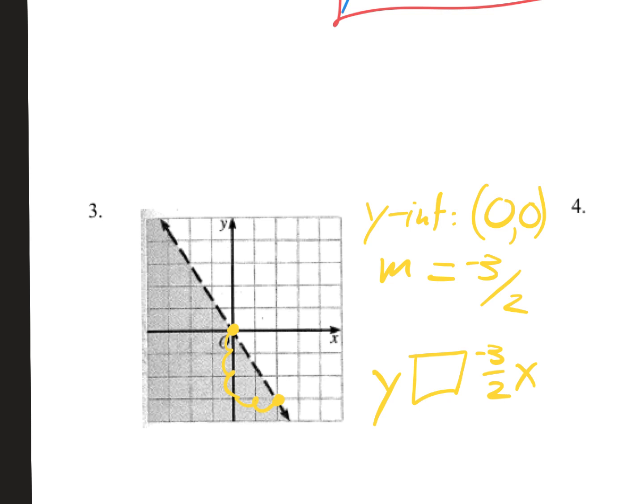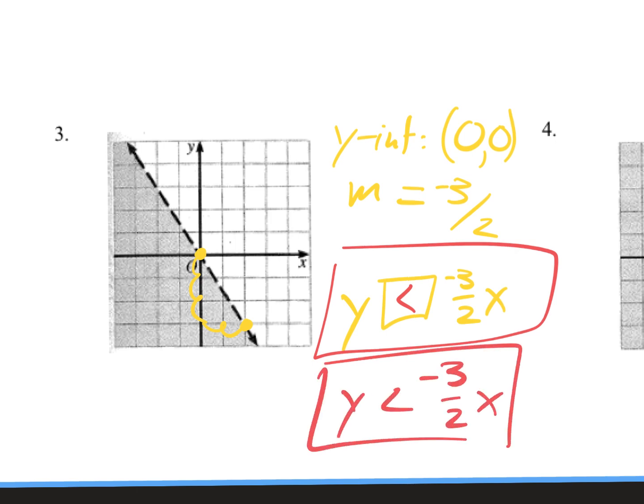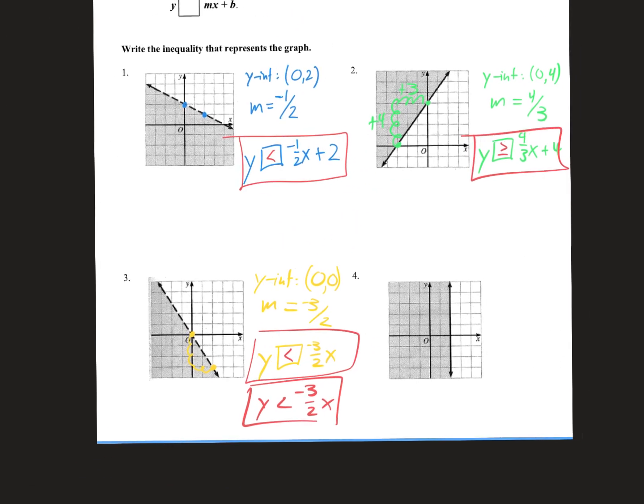So we're in slope-intercept form, and everything is shaded beneath the line. So I know that y has to be less than the other stuff. And because it's a dashed line, it is just less than. It's not less than or equal to. So that would be my final answer. And if you want to write your answers without the box, you can rewrite it if you want to, like this. But for the sake of these notes, if your answers all have the box with it, that's totally fine.